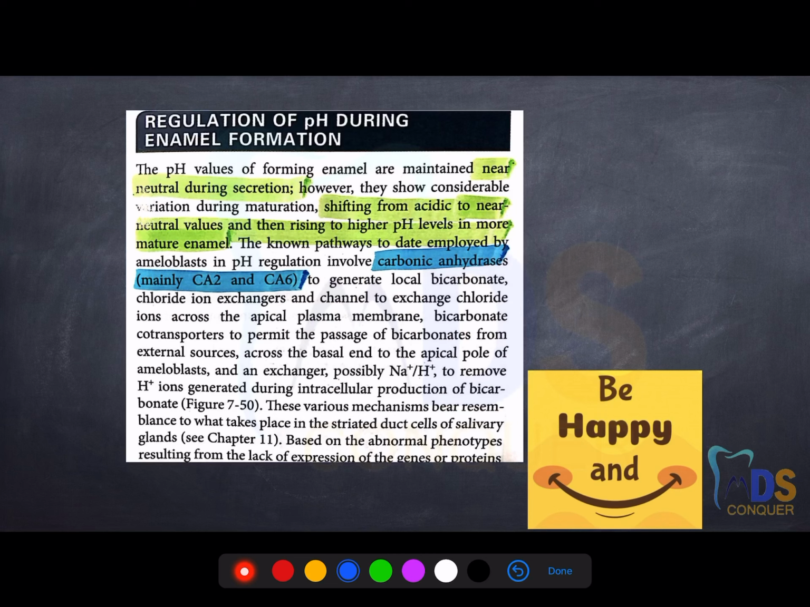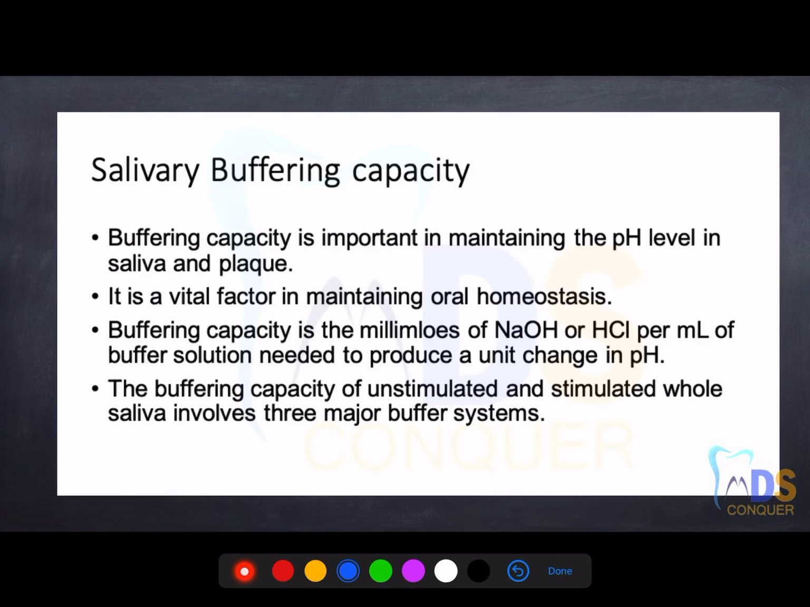Please do go through these contents. Mainly this is an area of focus, how the pH is going to differ. You also need to make a note of the definition of buffering capacity of the saliva. Buffering capacity is important in maintaining the pH levels in the saliva and plaque, and the buffering capacity of the saliva is the main one which maintains oral homeostasis. Make a note, the buffering capacity is the millimoles of NaOH or HCl per ml required to cause a change of one unit in the pH value.